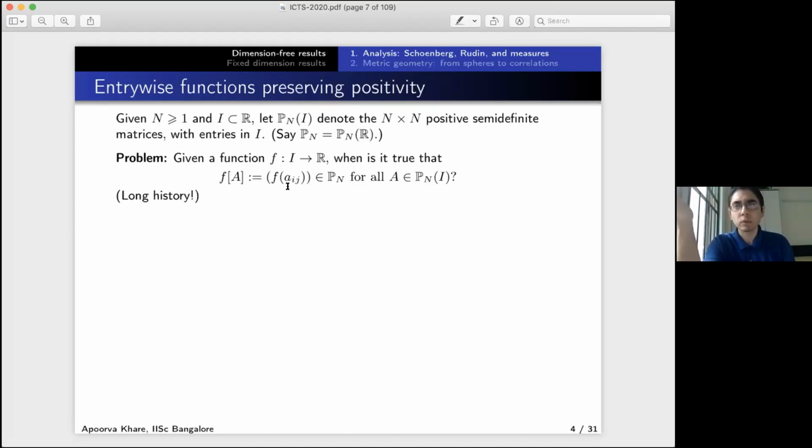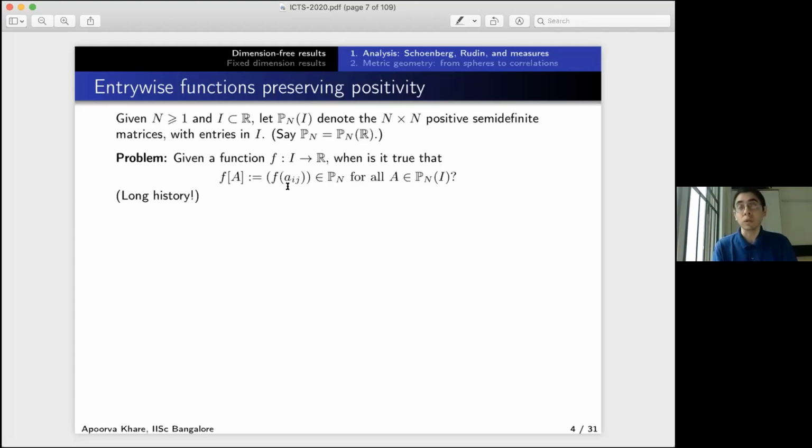Normally, you might have seen this thing about acting on the spectrum. So diagonalize the matrix, act on the spectrum, put it back together. But now I just want to literally act on the entries, nothing more. So it's very simple. When does it preserve positivity? Clearly, f(x) equals x preserves positivity because you don't change the positive matrix.